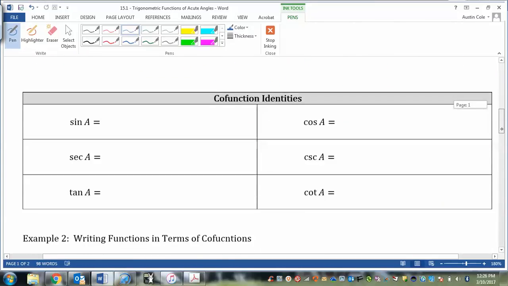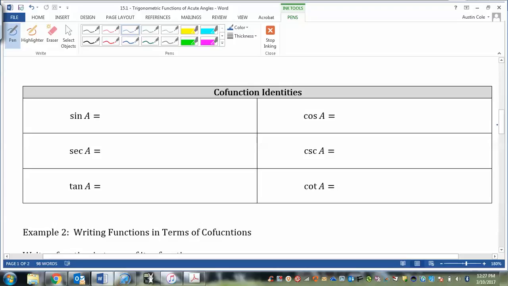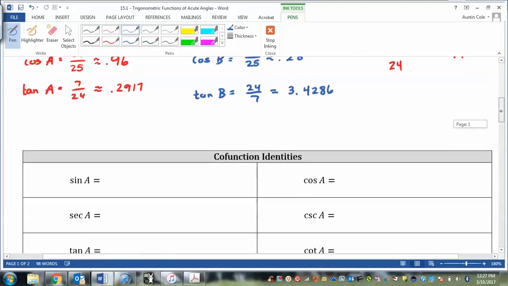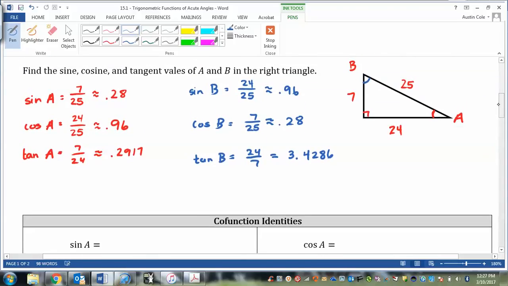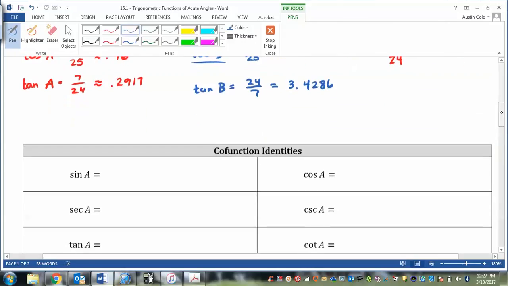Okay, next box. Cofunctions. If we go up here, what do we notice about sine of A and cosine B? They're the same thing, right? So what do we know about angle A and angle B? They equal 90, right? Because we have a 90-degree angle, so I know that angle A and angle B add up to 90 degrees.